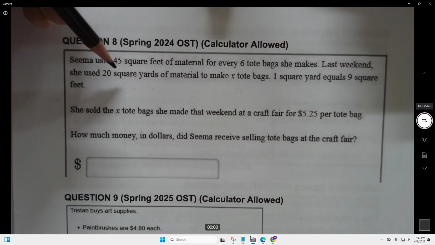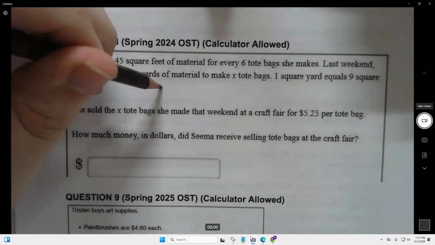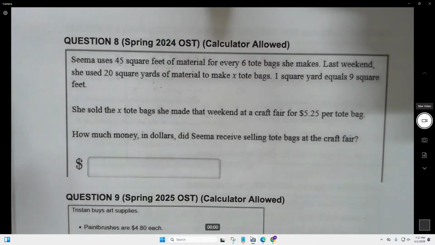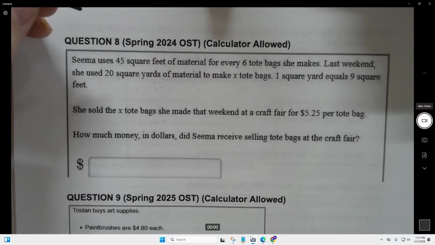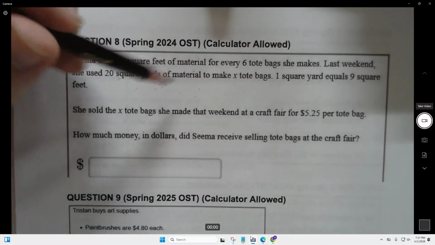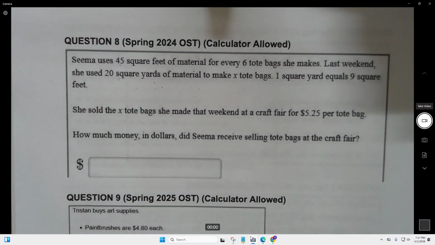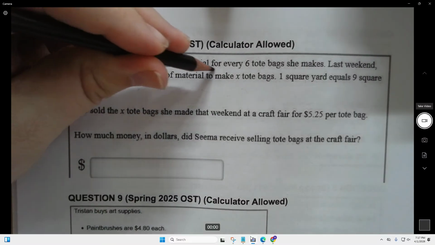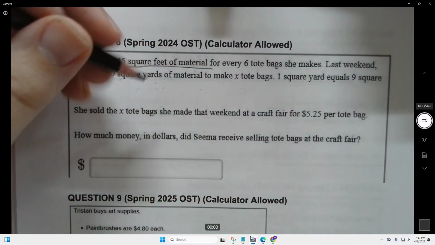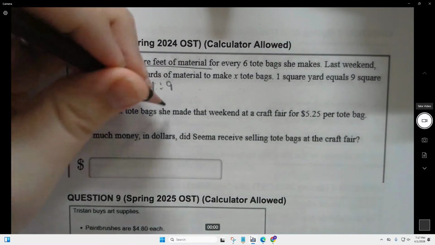So she uses 45 square feet of material for each 6 tote bags that she makes. She used 20 square yards to make X tote bags. So each square yard equals 9 square feet. So first off, let's figure out how many square feet of material it takes to make the 6 tote bags. So 1 square yard is 9 square feet.